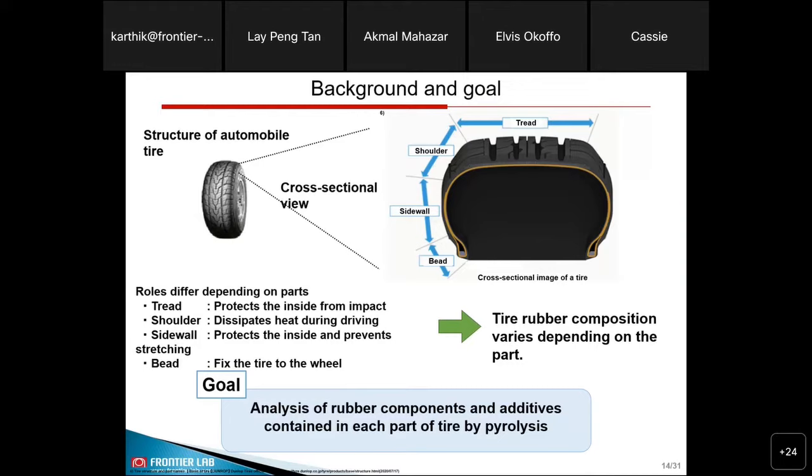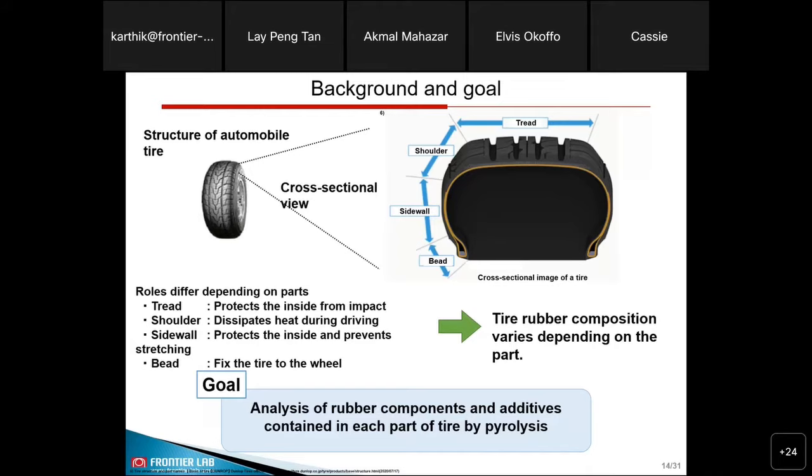So the rubber composition varies depending on the part. That's why if someone is interested to analyze the tire, it is not enough to analyze the tire from any part of the tire. Okay? You have to have a specimen from different parts of the tire. And this analysis can be performed by pyrolysis GCMS directly. That means no sample preparation.